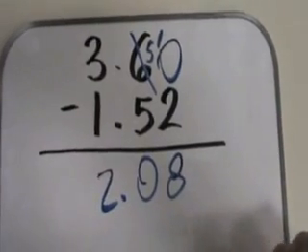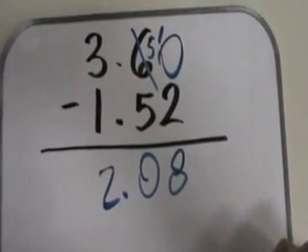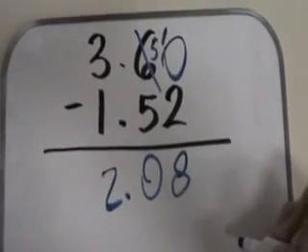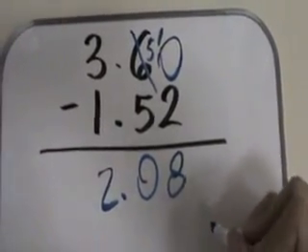And it's important to keep the decimal in the right spot, right? Yes, very important. Kids tend to move the decimal around. There's no need to, right?